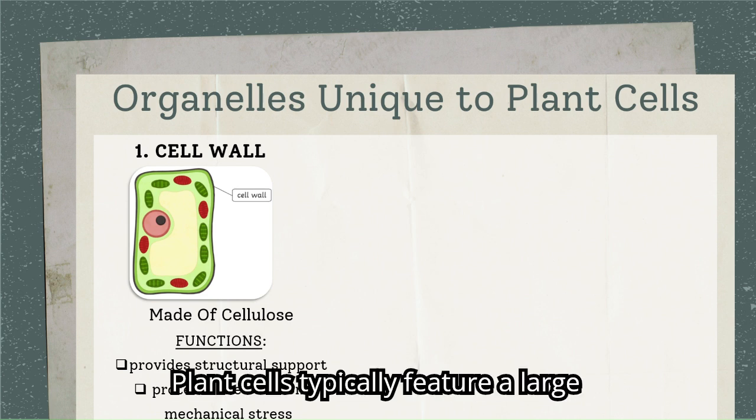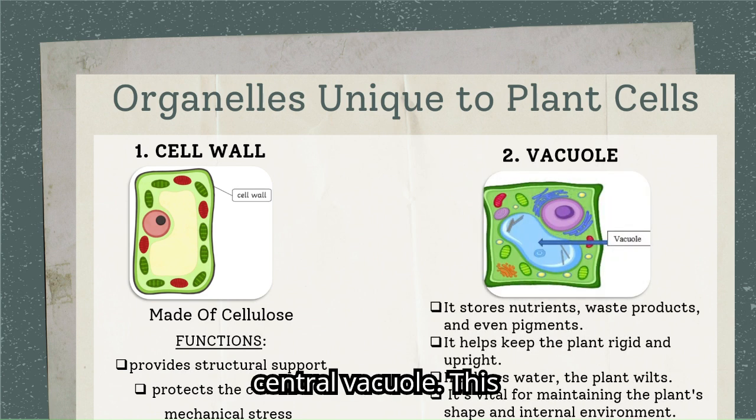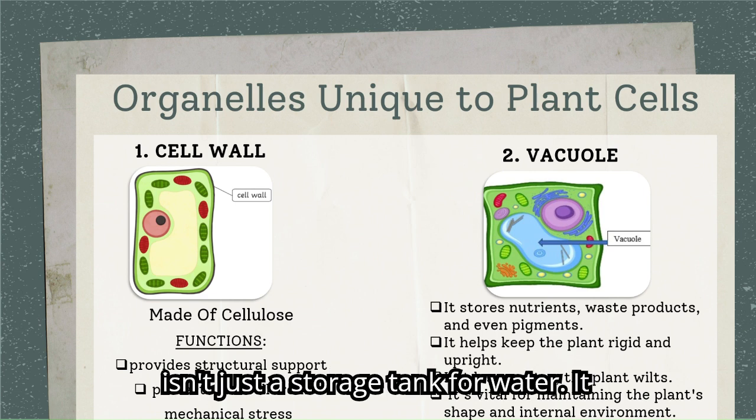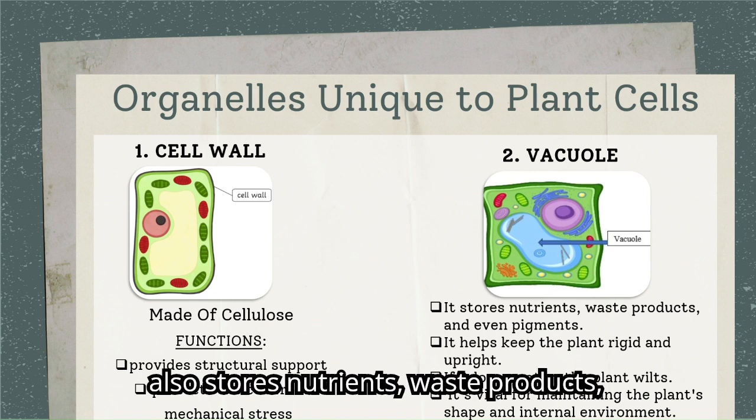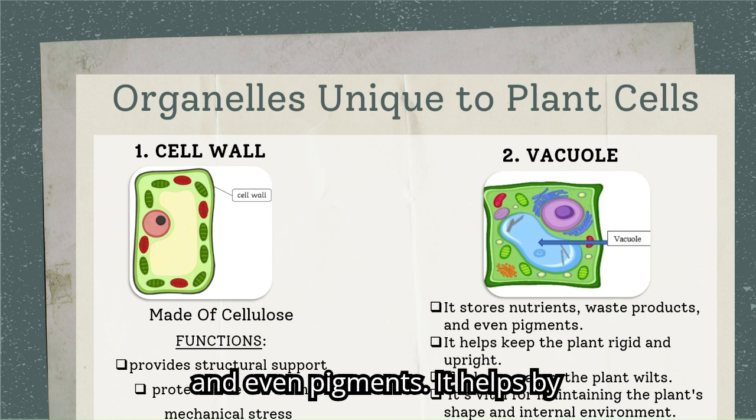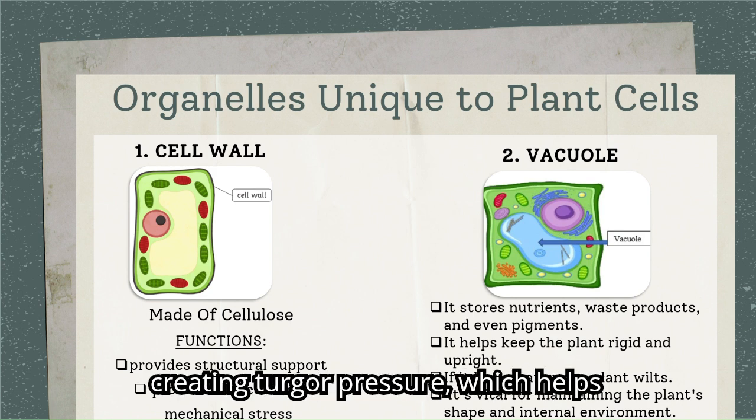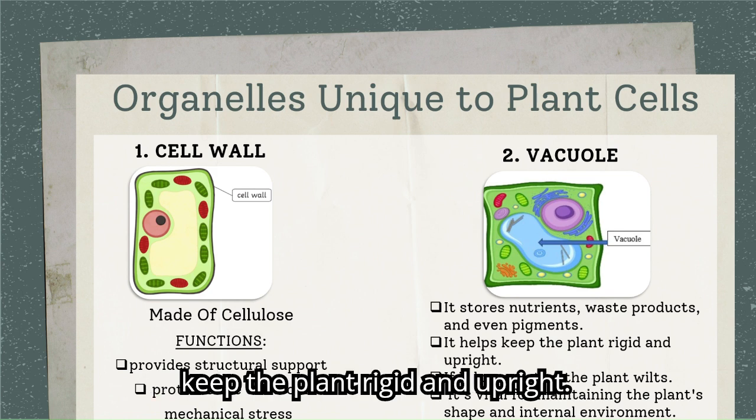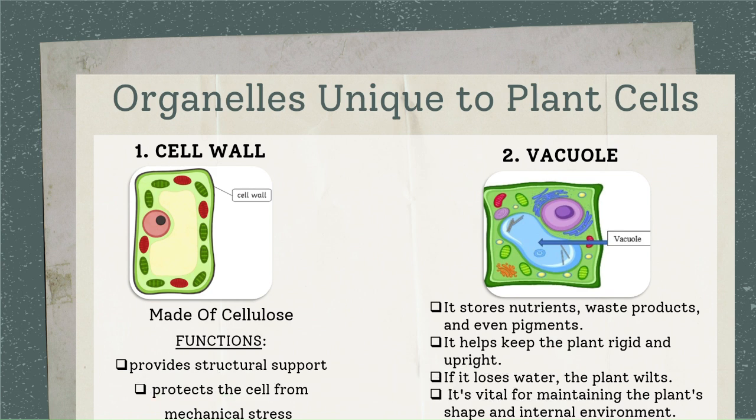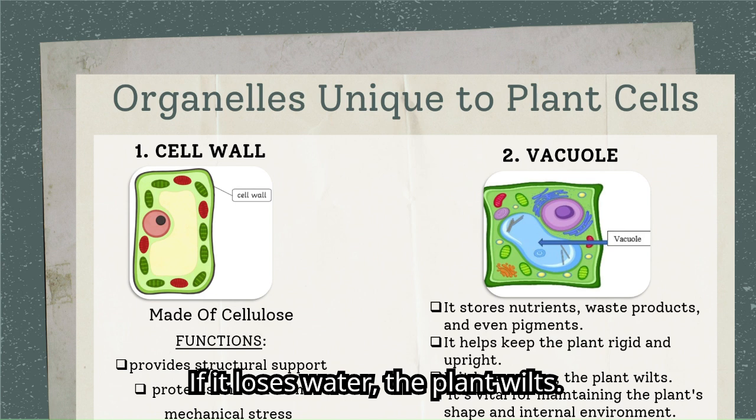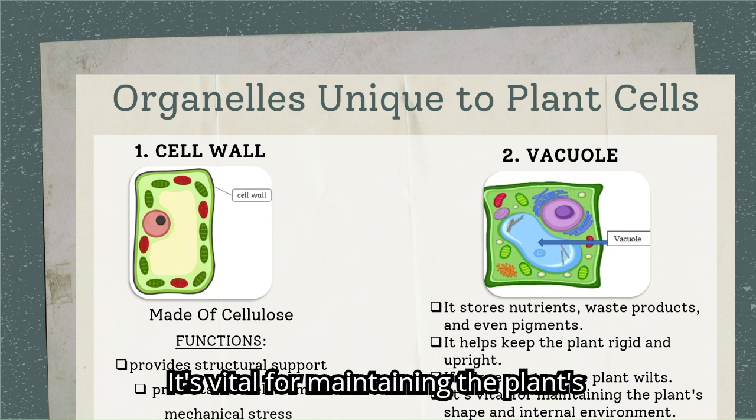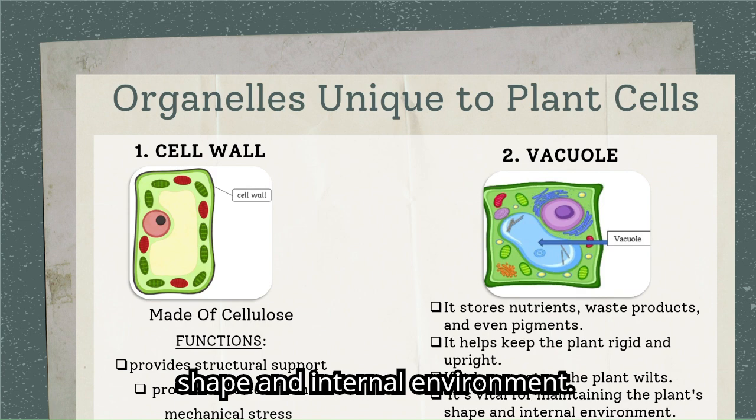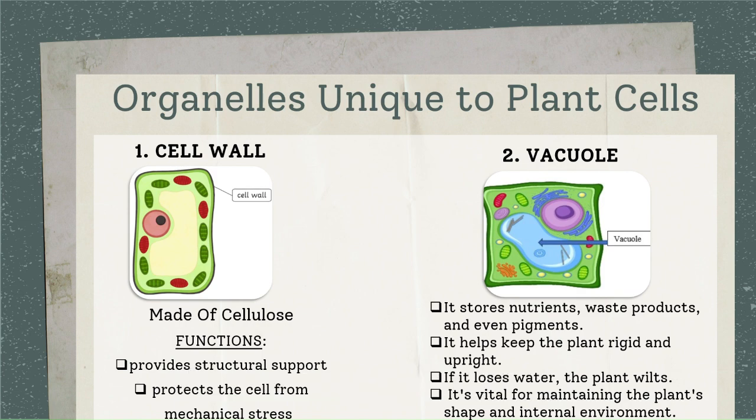Plant cells typically feature a large central vacuole. This isn't just a storage tank for water, it also stores nutrients, waste products, and even pigments. It helps by creating turgor pressure, which helps keep the plant rigid and upright. If it loses water, the plant wilts. It's vital for maintaining the plant's shape and internal environment.